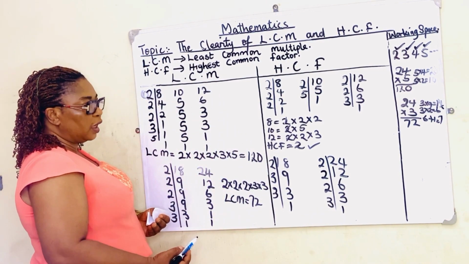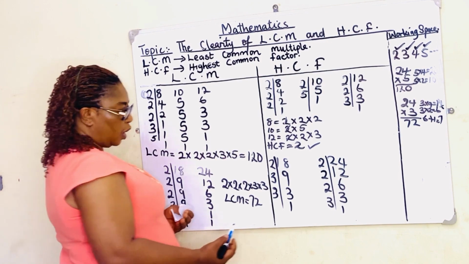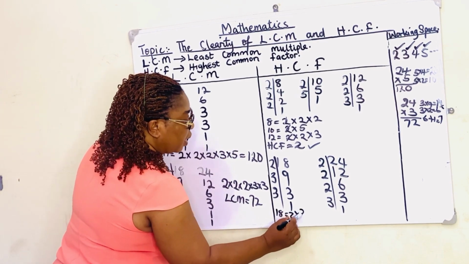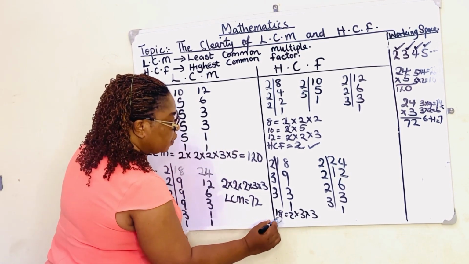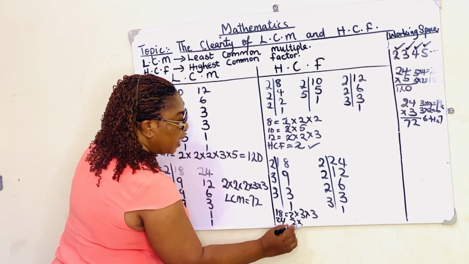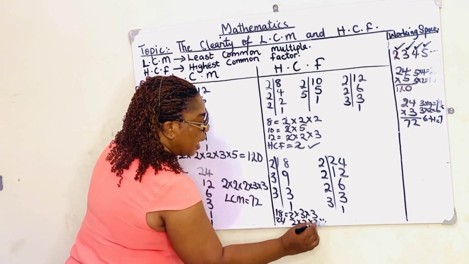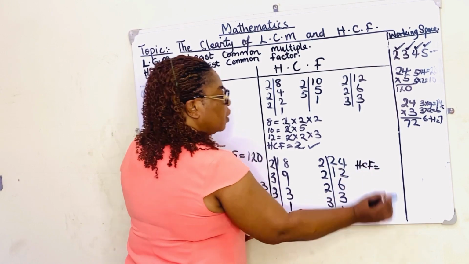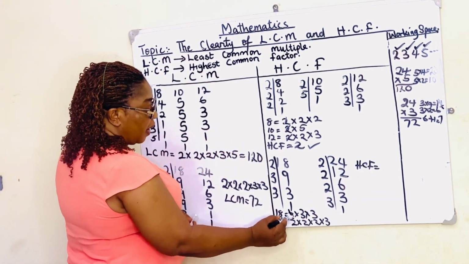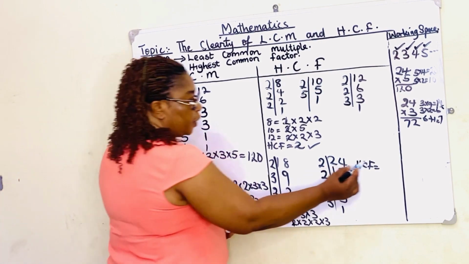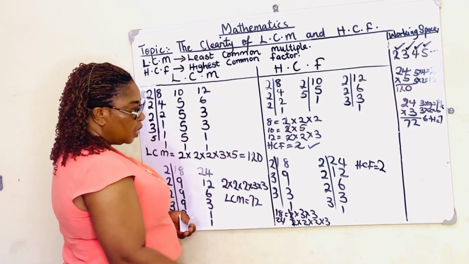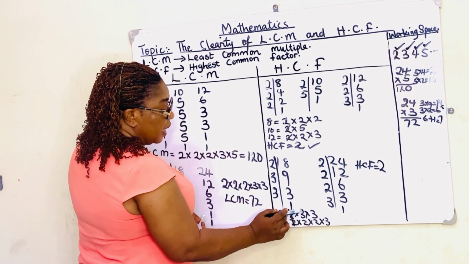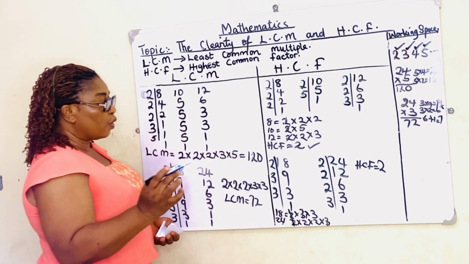So we are going to work on the H.C.F. For 18, we have 2 times 3 times 3. For 24, we have 2 times 2 times 2 times 3. H.C.F., so let's find it. I saw 2 here and I saw 2 here, so I picked 2. Good. I saw 3 here. Is there 3 here? There's 3 here. So I'm going to pick 3.